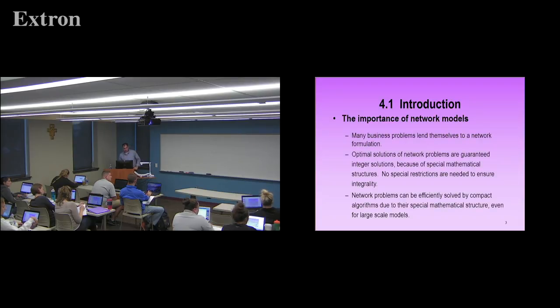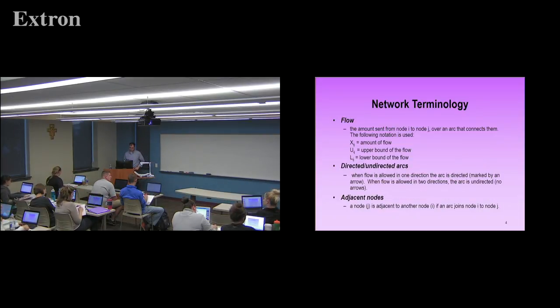Now, network problems are nice because there are business situations that lend themselves well to network formulation. A couple neat things about network problems. Due to their unique formulation, they're guaranteed to return integer values, which is a nice thing because of their special mathematical structures. Network problems can be efficiently solved by compact algorithms due to this. We are going to talk about some types of network problems, and you'll see that they're already set up for us inside of Excel.